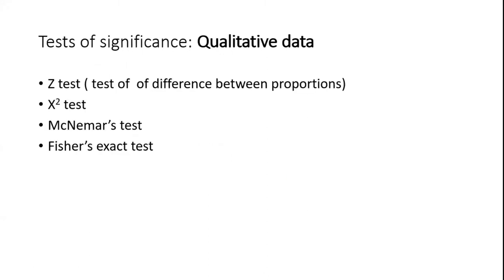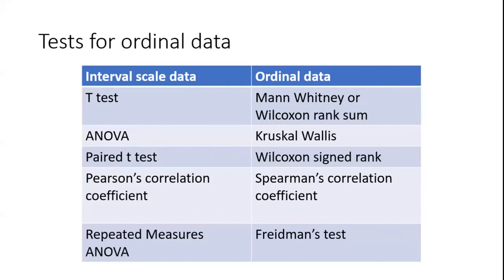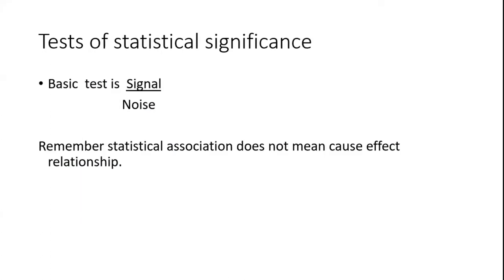Now for qualitative data, you have the chi-square test. Commonly used are the chi-square test or Z test, and Fisher's exact test if the numbers are small. For ordinal data, or if the data is not normally distributed, I have Mann-Whitney, Kruskal-Wallis, and Wilcoxon signed rank, which is for the paired t-test. For Pearson's correlation coefficient, it is Spearman's correlation. And for repeated measures, it is Friedman's test. Just remember the names and where they are being used. Are they applicable to your study or not?